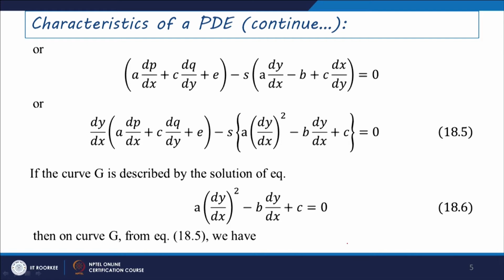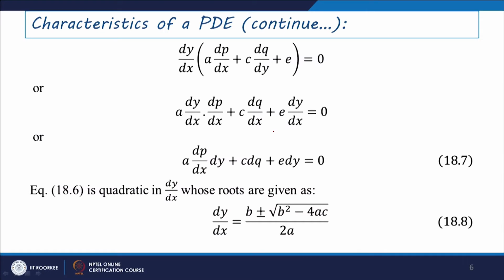If we multiply dy/dx on both sides, it can be expressed as dy/dx (a dp/dx + c dq/dy + e) minus s (a (dy/dx)² − b dy/dx + c). Since dy/dx into dx/dy cancels out, it comes as 1 there. So, if the curve G is satisfied by the solution of this equation, a (dy/dx)² − b dy/dx + c = 0, we can consider this left hand part of the equation as 0 there.